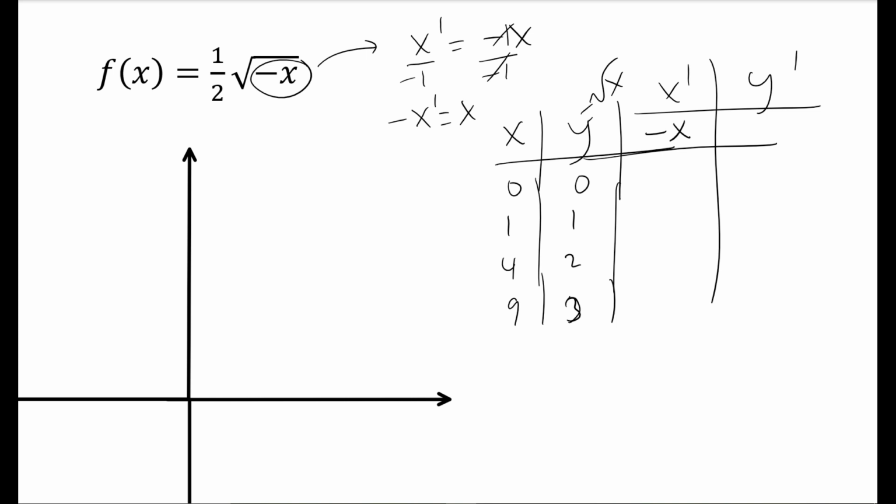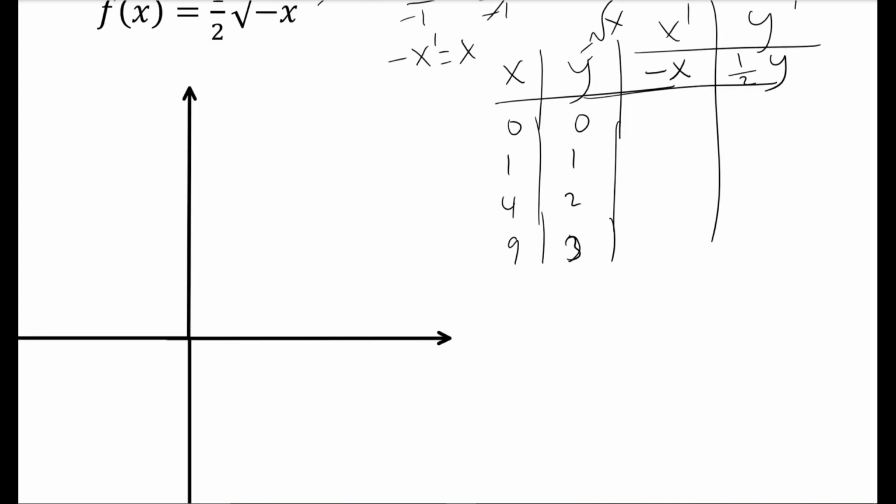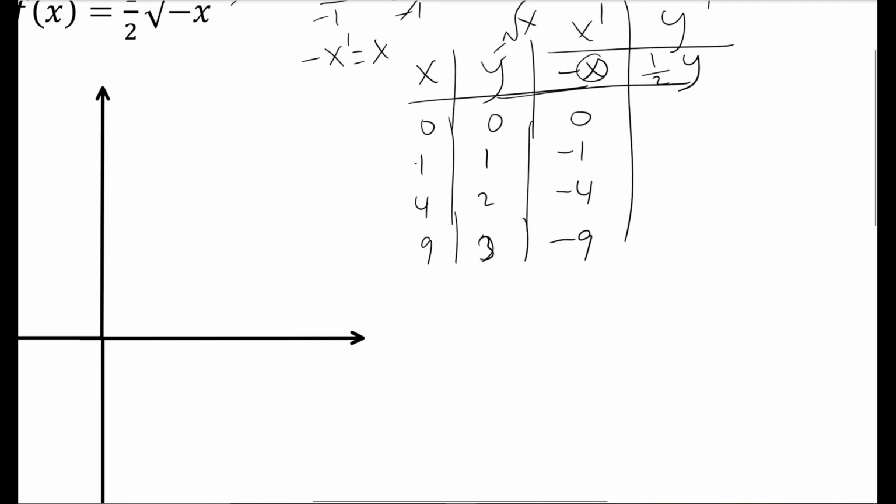And then our y prime, well, what are we doing to the radical? We're just multiplying it by a half. So basically we got a half y. All right, so now when x is 0, negative 0 is just 0. When x is 1, plug that in there, we get negative 1. When x is 4, plug that in there, we get negative 4, negative 9. So it just makes it negative.